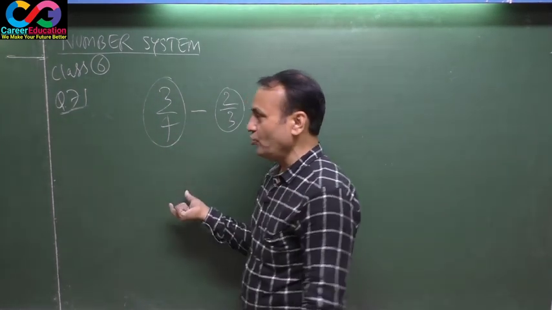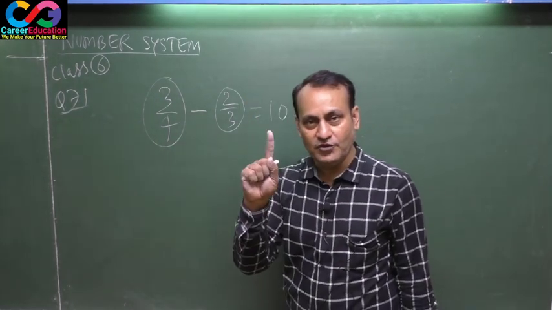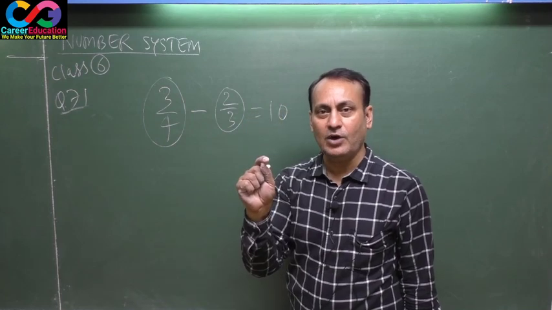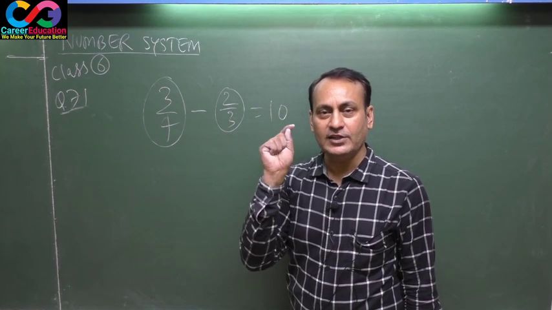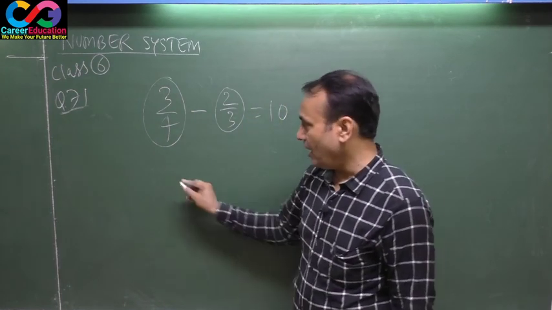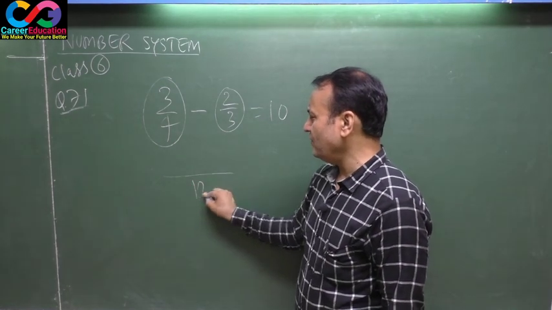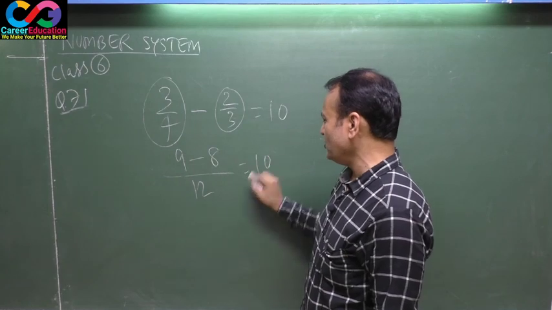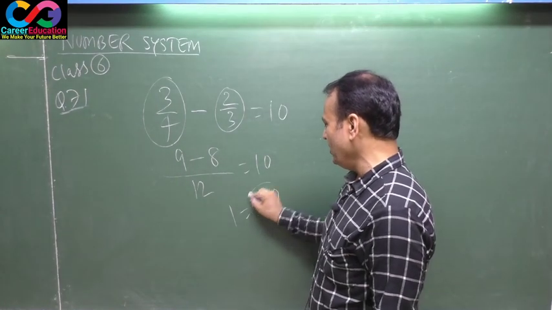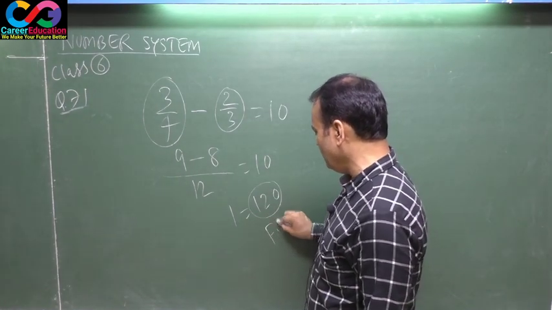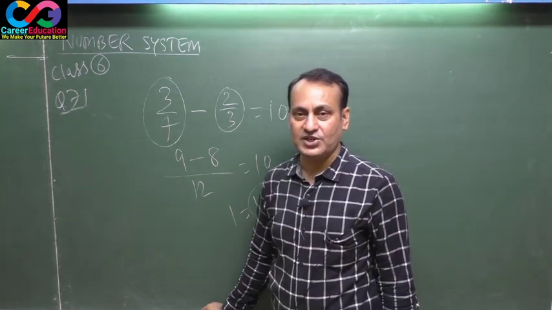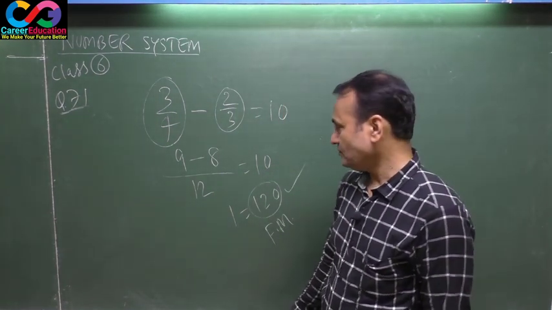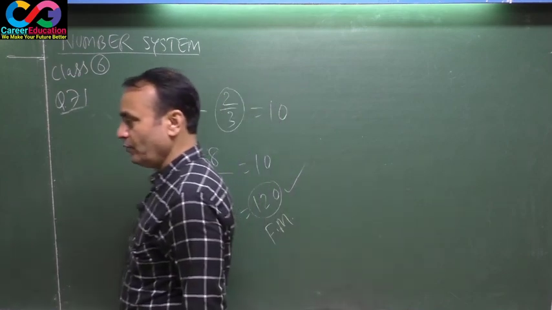That means after calculation, you have to find the value of 1 unit. Whatever the value of 1 unit is, that will be your full marks and your correct answer. Calculate it. 4 threes are 12, 4 threes are 12, 3 threes are 9, 3 fours are 12, 4 twos are 8. This is 10. 1 equals 120. This is the full marks of the examination. Note down. 120 was the full marks.